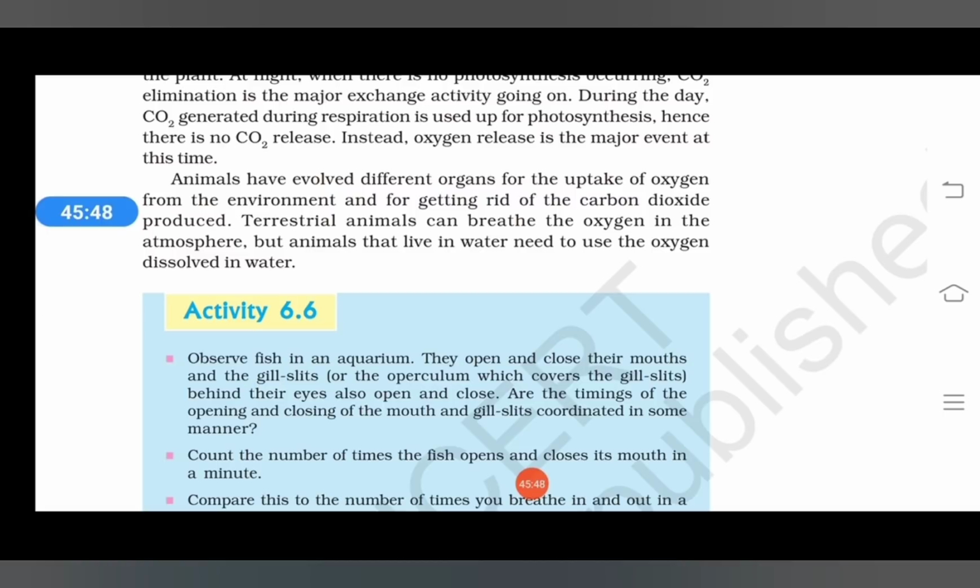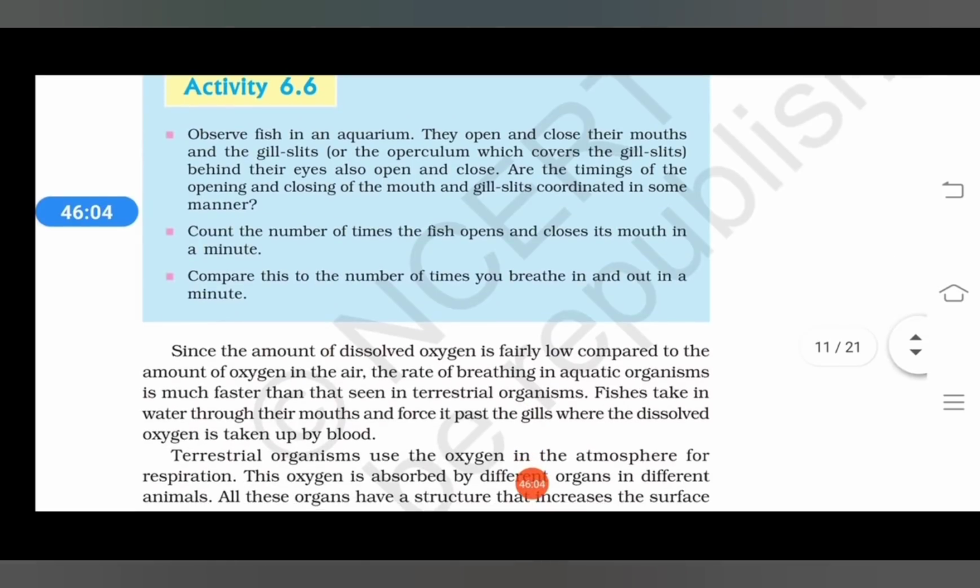The terrestrial animals live on land, and aquatic animals live in water, so they need to use the water. In the water, they absorb the oxygen. Since the amount of dissolved oxygen is fairly low as compared to the amount of oxygen in the air, the rate of breathing in aquatic organisms is much faster than in terrestrial organisms.